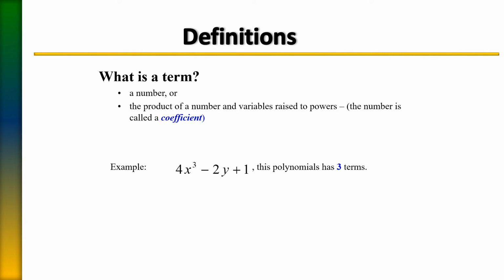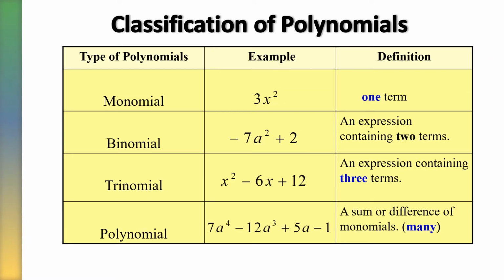When they're separated by plus or minus, then they are called terms. So here we have 3 terms, and with 3 terms, we'll talk about a special name for them, but they are polynomials. Okay, so let's classify polynomials.